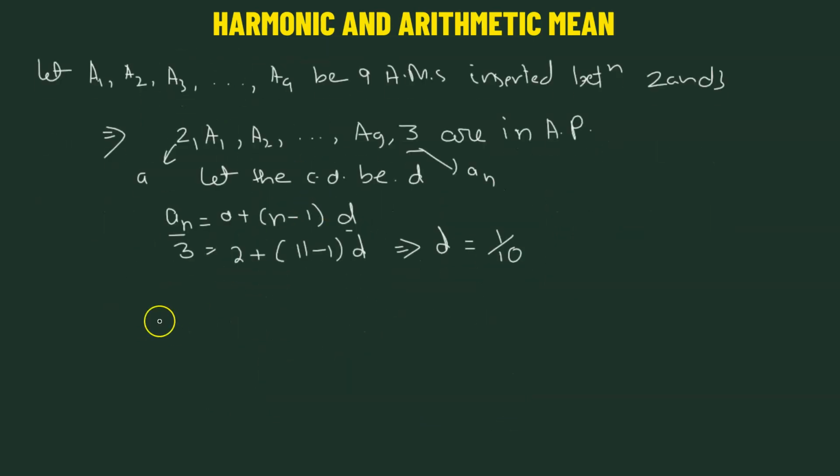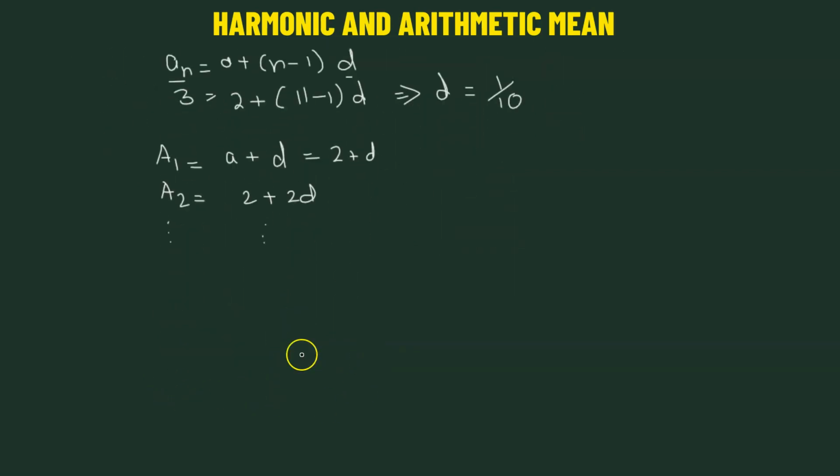Now we can define a1, the second term. Take the previous term and add the common difference d to it, so we have 2 plus d. To find a2, take the previous term, 2 plus d, and add one common difference to it, we get 2 plus 2d. If we continue this trend, we can find the value of ai, which is simply 2 plus i times d. Let's substitute d with 1 over 10, so ai equals 2 plus i over 10. We are going to label this as number 3. This is the ith arithmetic mean.